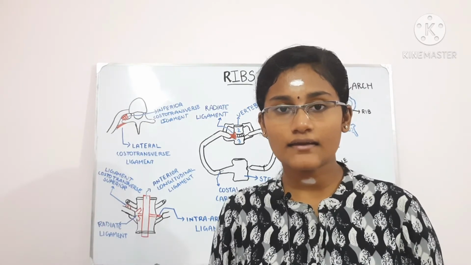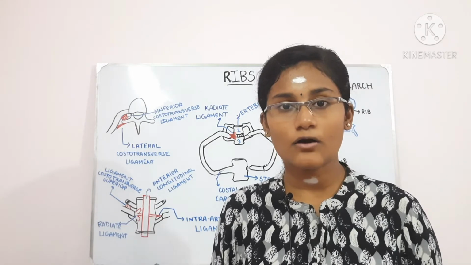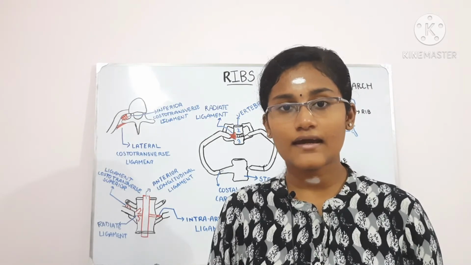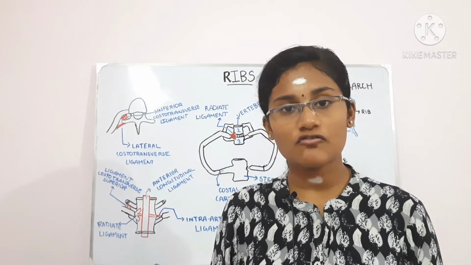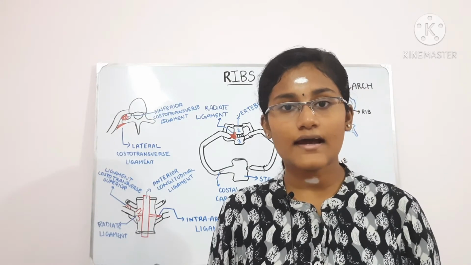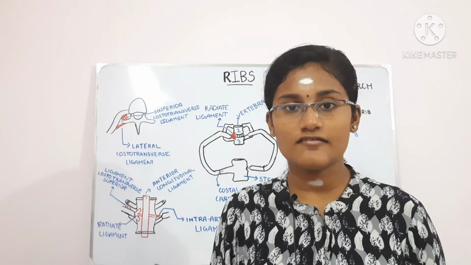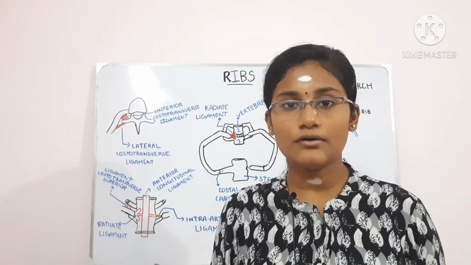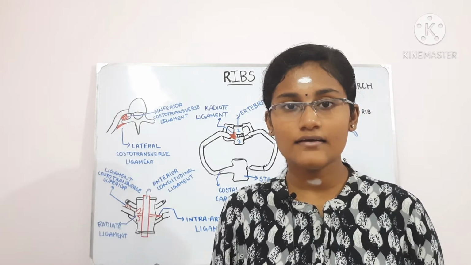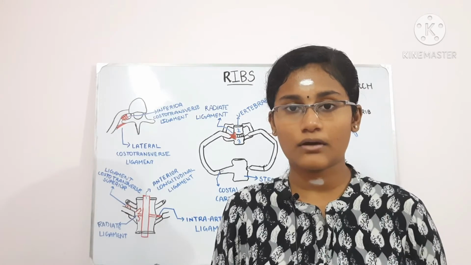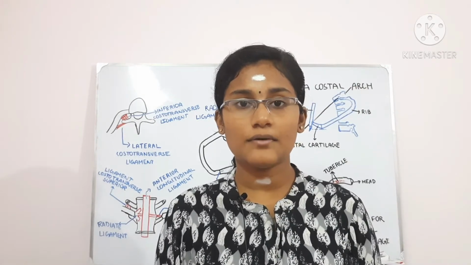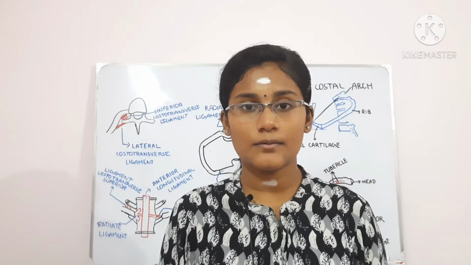Actually the 8th, 9th, 10th, 11th and 12th, all 5 are called false ribs, but the 8th, 9th and 10th are called vertebrochondral ribs because they attach themselves posteriorly to the vertebral column and anteriorly to the next higher cartilage. The 11th and 12th rib do not attach themselves anteriorly, so therefore they are called floating ribs or the vertebral ribs.